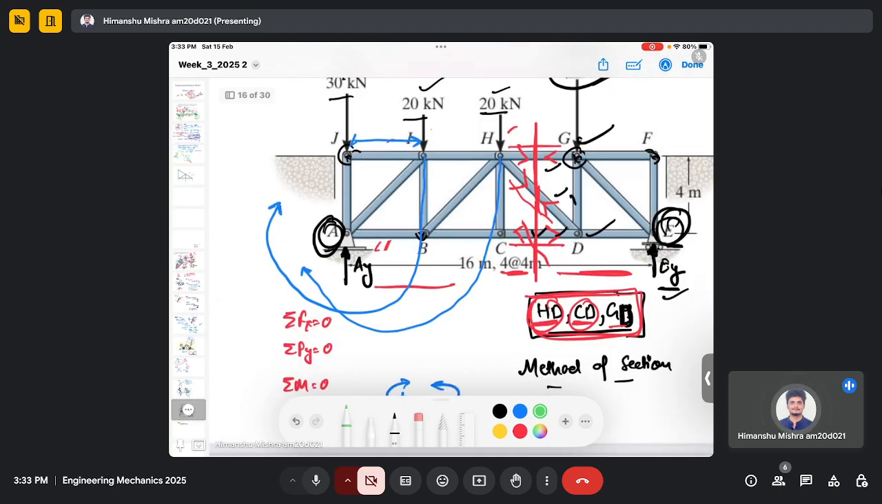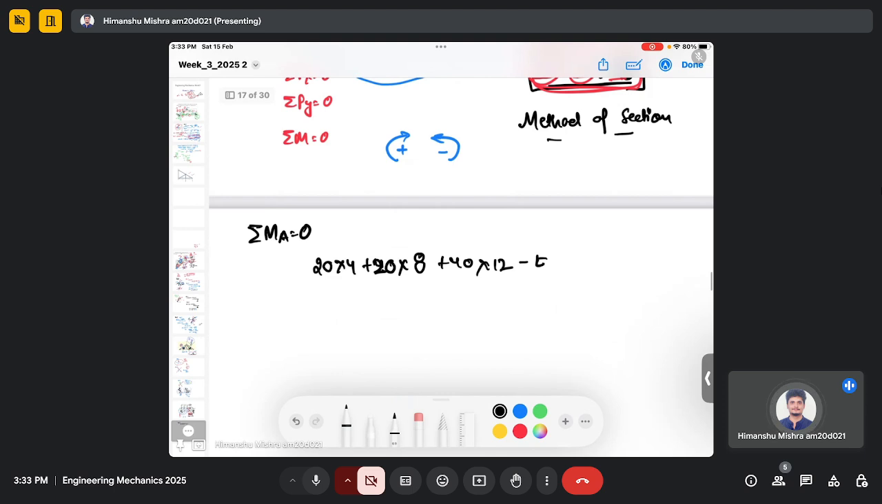But with EY, you can see the direction of EY is upward, and this will rotate about point A in the counterclockwise direction. So it will be EY minus EY multiplied by 16 equals 0. So this will be 16 EY equals, and we need to solve this equation to get EY.